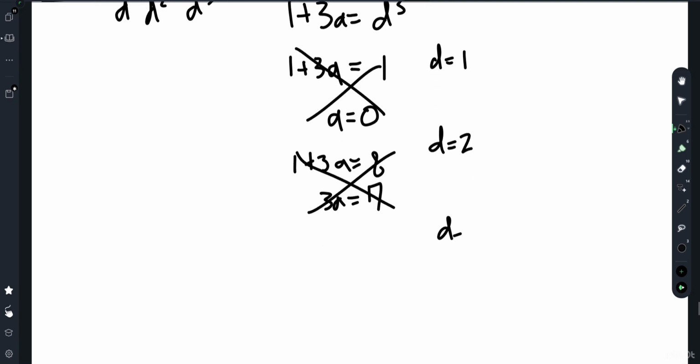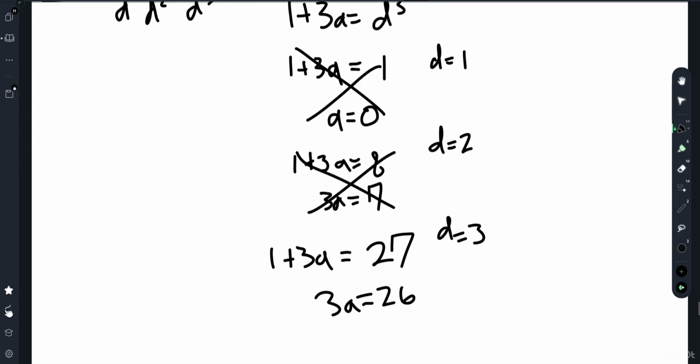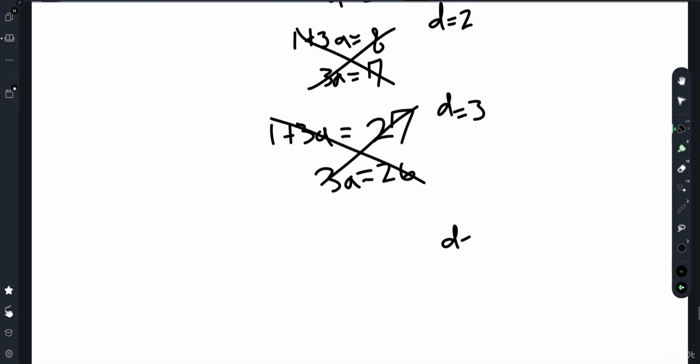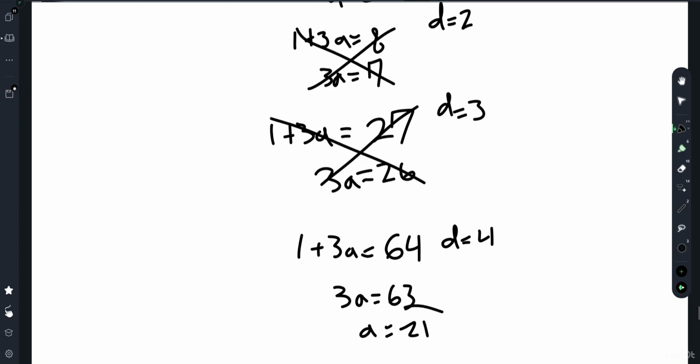Let's try D is equal to 3. So 3 cubed is 27. So 1 plus 3A is equal to 27. So 3A is equal to 26. 26 isn't divisible by 3, so that doesn't give us an integer value of A either. Let's try D is equal to 4. Then D cubed would be 64. And that's equal to 1 plus 3A. So 3A would be 63, so A is equal to 21. That's an integer value. So we have A is equal to 21 and D is equal to 4.